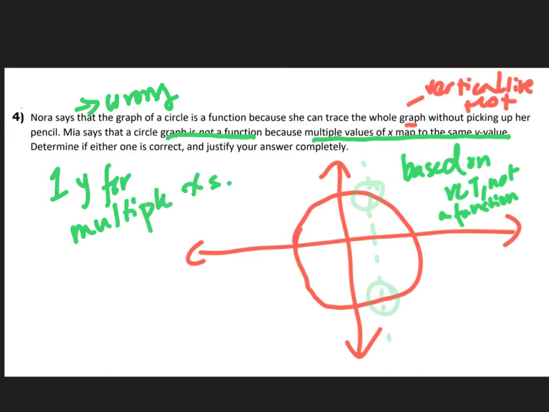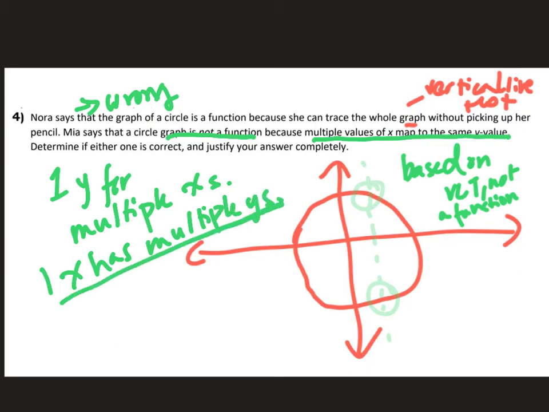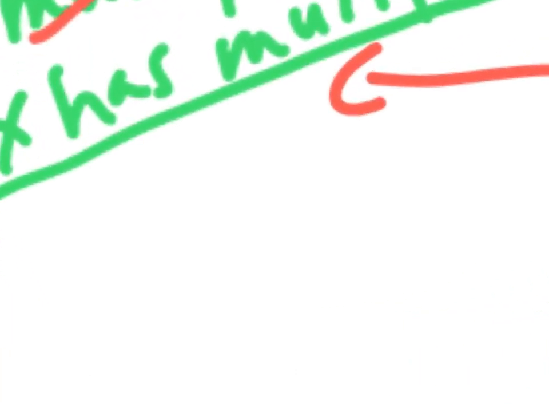Right? But that's not the definition of what makes a function, right? If it were not a function, it would be one x has multiple y's. That should be the reasoning that she should be given, not this, right? So her reasoning actually doesn't match the function definition. So what I'm going to say is neither are correct.